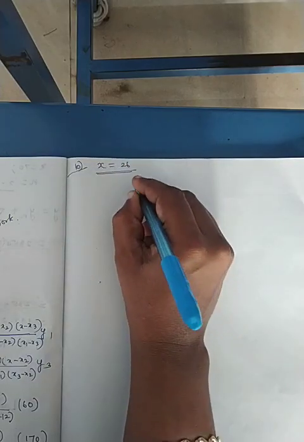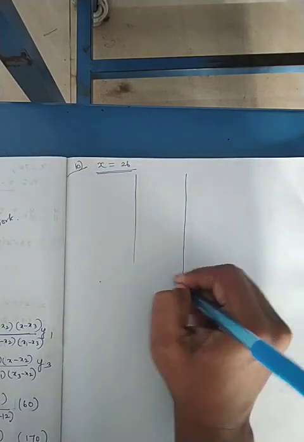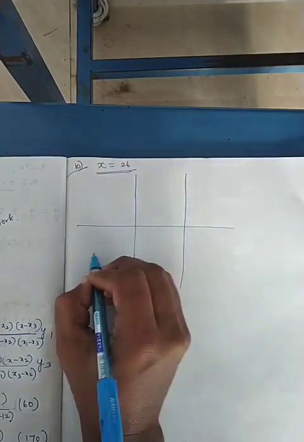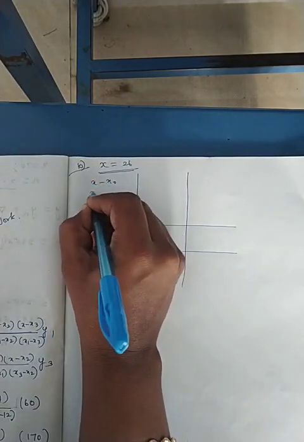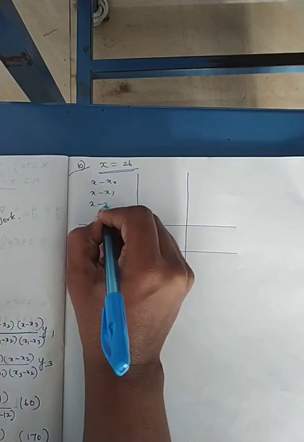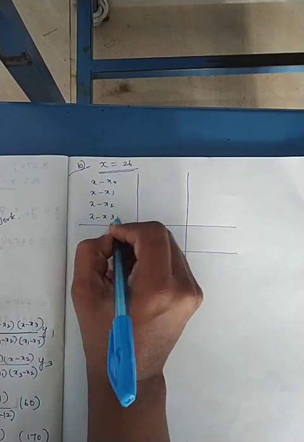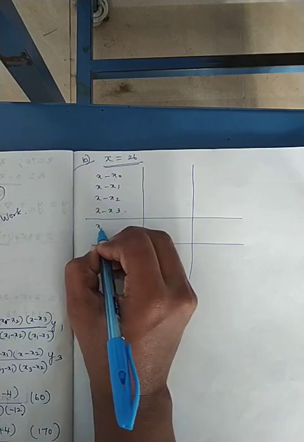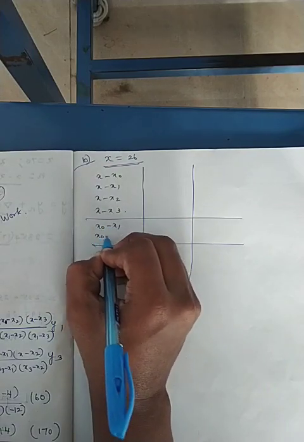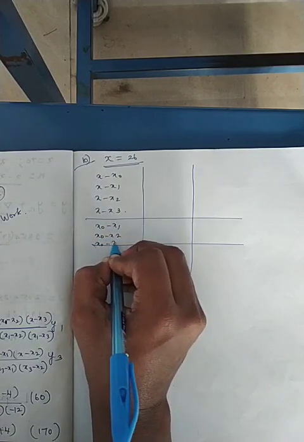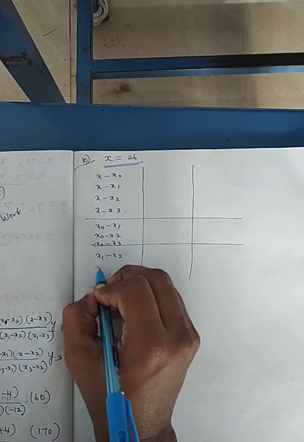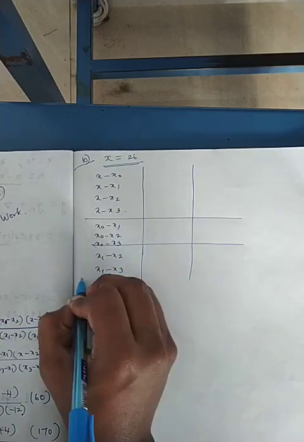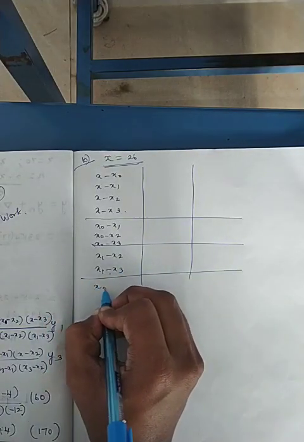Okay, now I am going to find the 3 tabular columns. So what is the first one? x minus x0, x minus x1, x minus x2, then x minus x3. Then x0 minus x1, x0 minus x2, x0 minus x3. Then I will be having x1 minus x2, x1 minus x3. Then x2 minus x3.